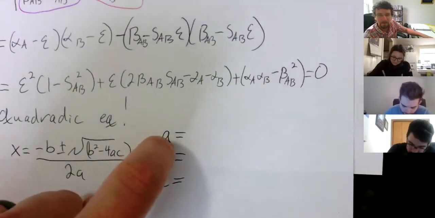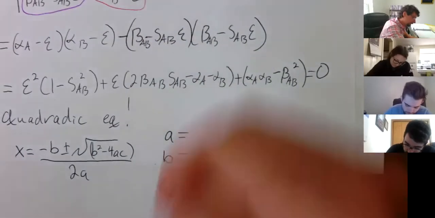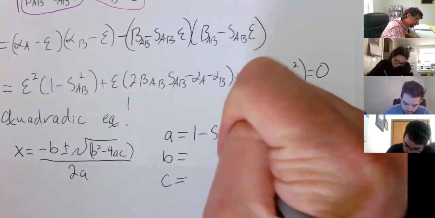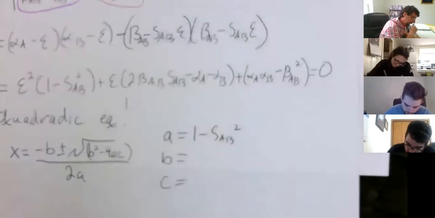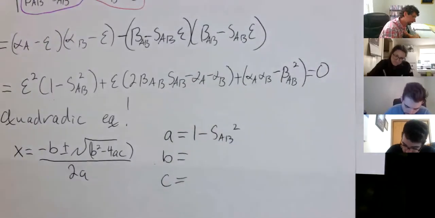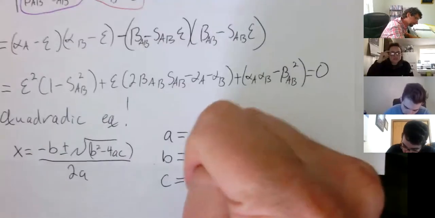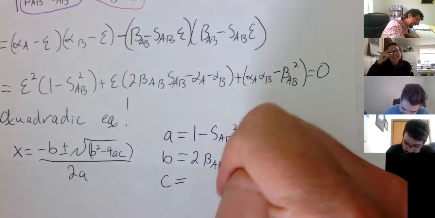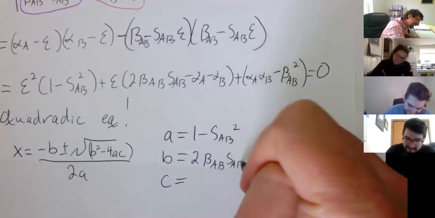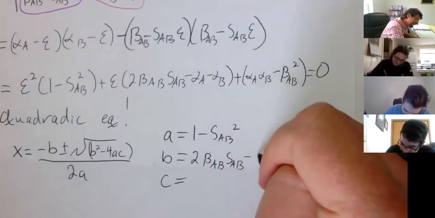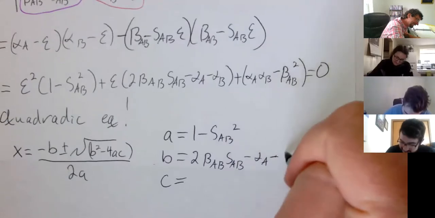What's going to be our A? 1 minus S_AB squared. B? 2 beta_AB S_AB minus epsilon alpha_A.